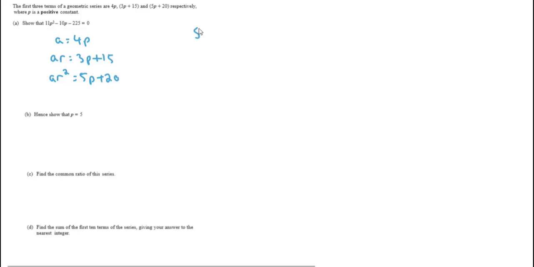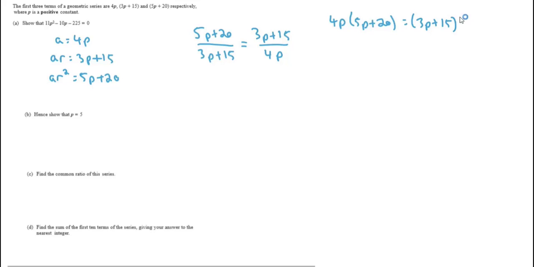Therefore, if we would say that (5p plus 20) over (3p plus 15) will give us the same value as (3p plus 15) over 4p, because they both will equal this value of r. If you now have fractions that are equal to each other, we'll cross multiply, so bring the 4p up here, so it'll be 4p times (5p plus 20), and on the right we're going to have (3p plus 15) times (3p plus 15) again.